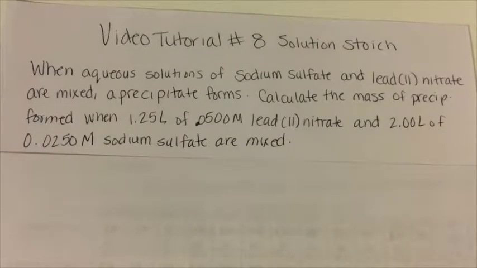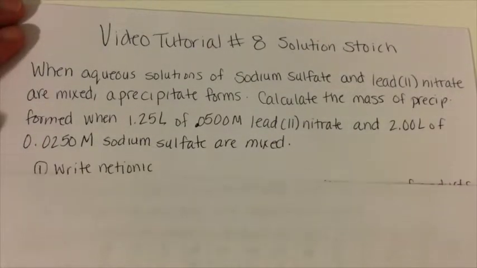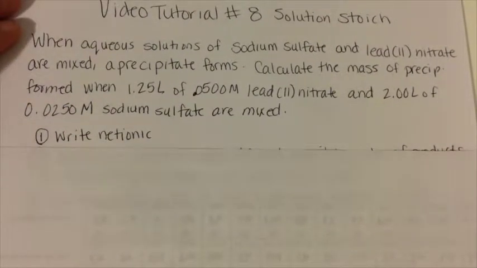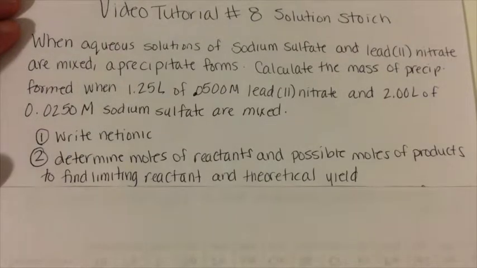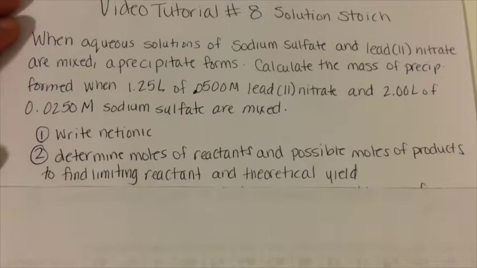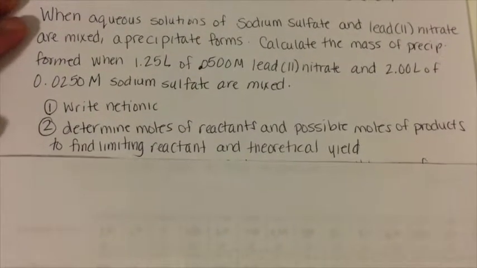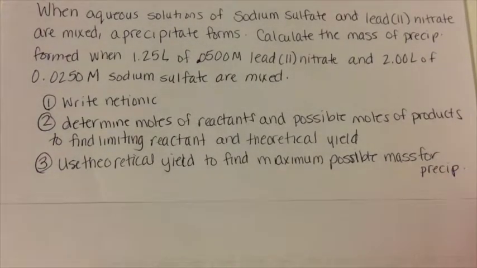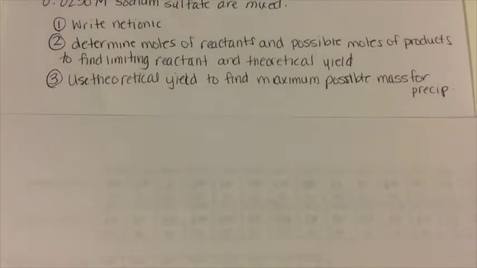So in order to solve a problem like this, the first thing that we're going to need to do is find a net ionic equation. Once we have our net ionic equation, we can look at the molarities and the volumes given to find the moles of reactants and possible moles of product that those reactants can form. We'll use that to find the limiting reactant or limiting reagent and the theoretical yield. Remember, the limiting reagent is the one that produces the least possible amount of product. Once we've done that, we're going to use the theoretical yield to find the possible mass for the precipitate. And again, we're going to do this with the one that makes the least number of moles of precipitate.